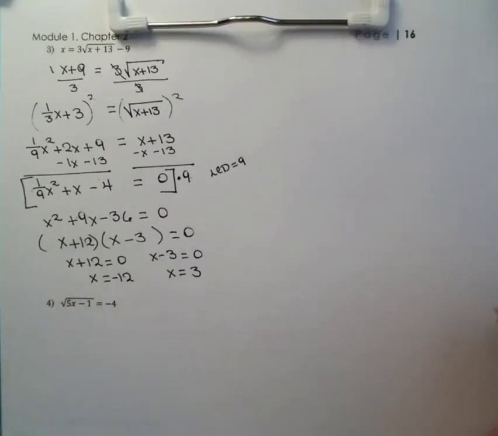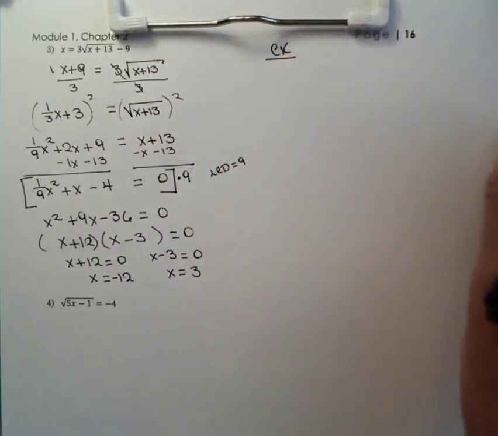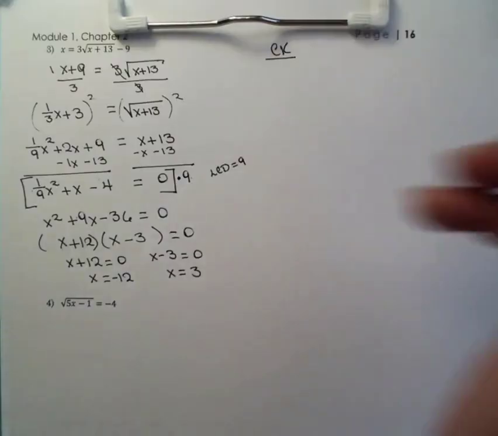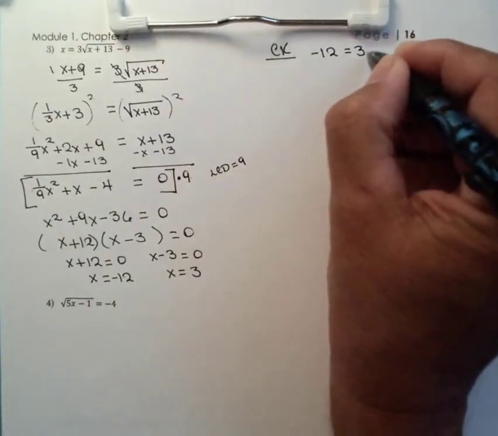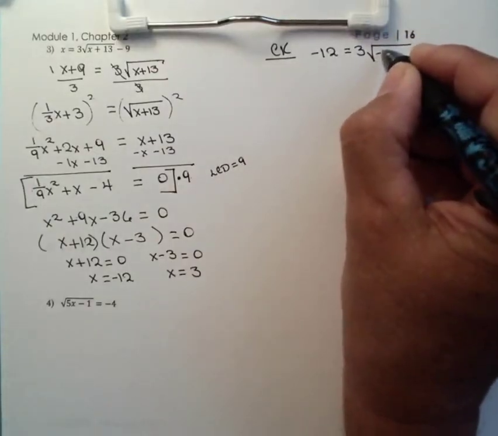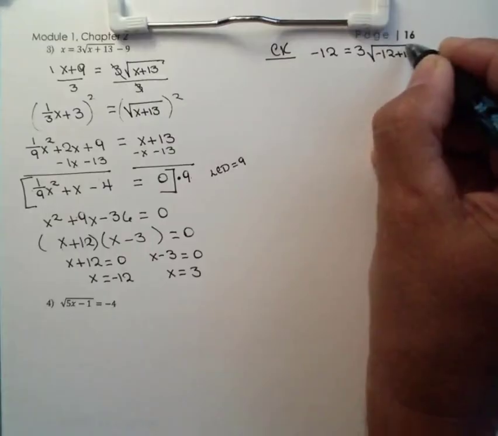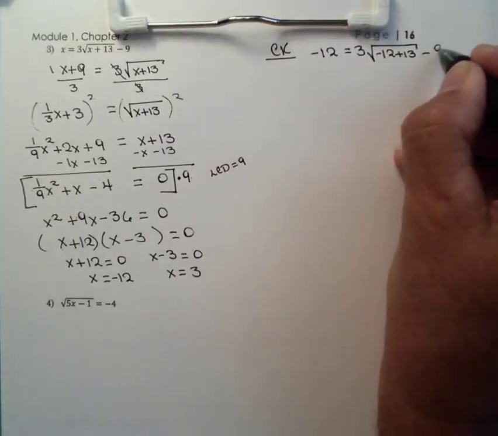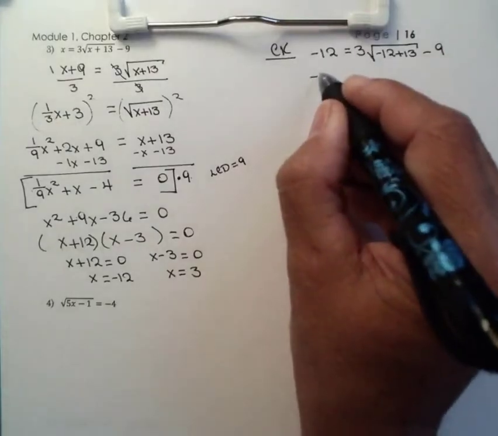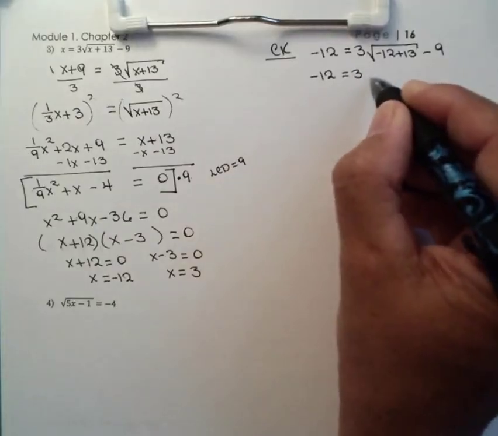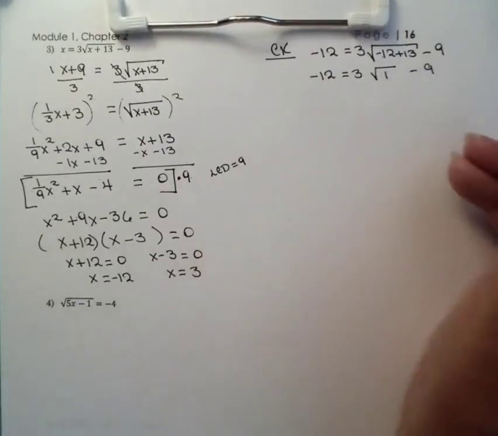And yes, both of these must be plugged back into the original equation and checked, because we have squared both sides of this thing. We could have extraneous solutions. So back with the negative 12. Negative 12 for x is equal to 3 times the square root of x plus 13, right, and then minus 9. Okay, now plug it in correctly. I've got negative 12 over here is equal to 3 times, well, negative 12 plus 13 is the square root of 1, isn't it? Minus 9. Isn't the square root of 1 just 1?